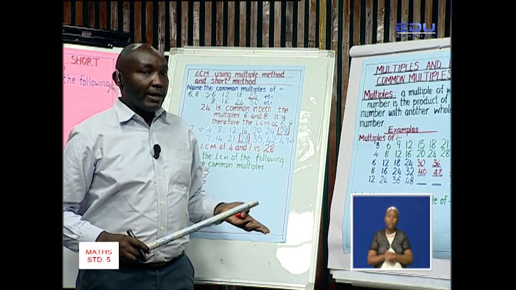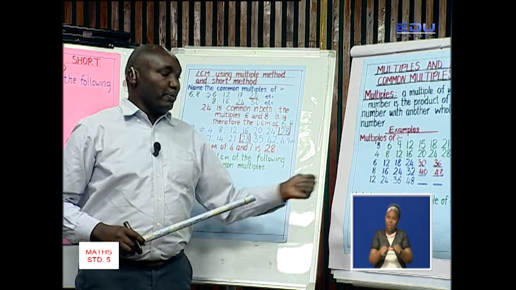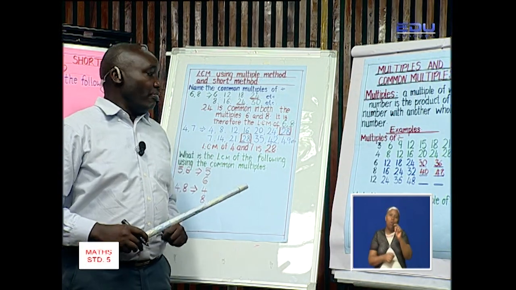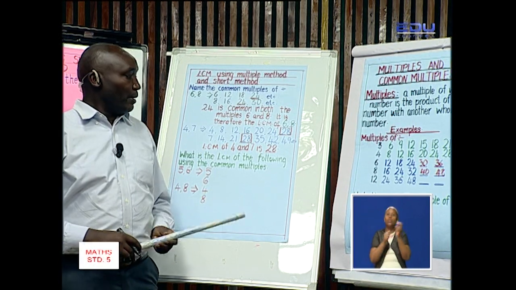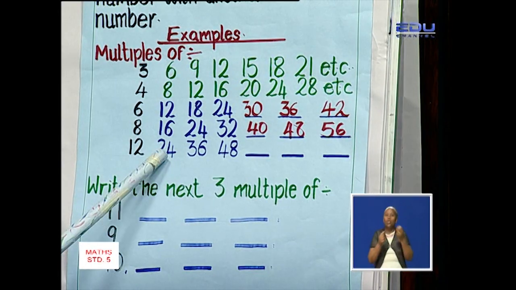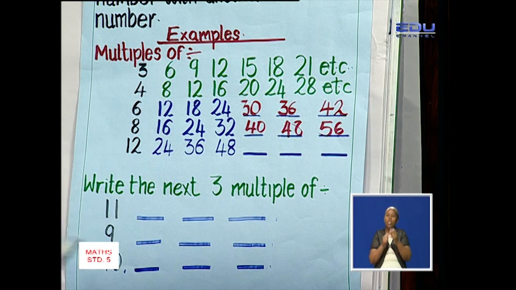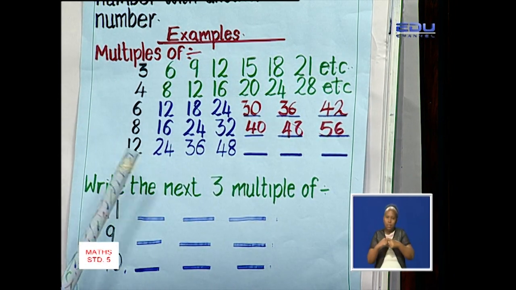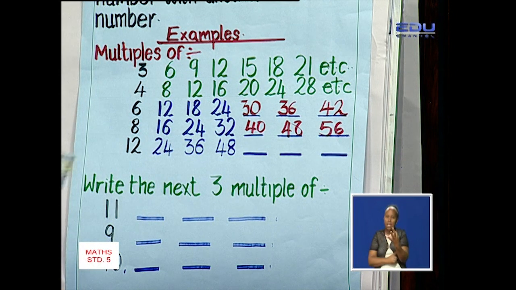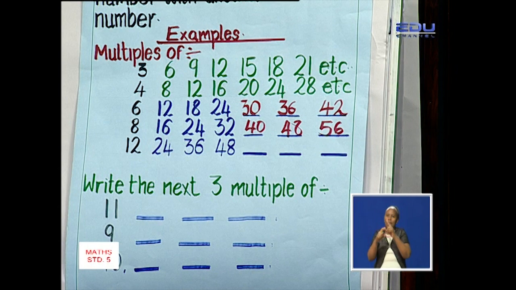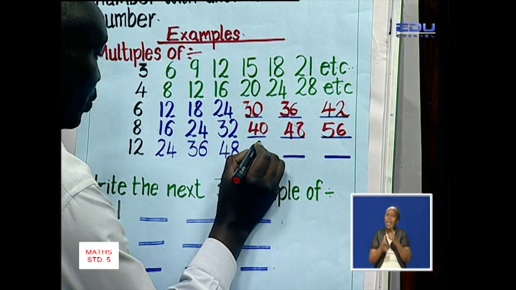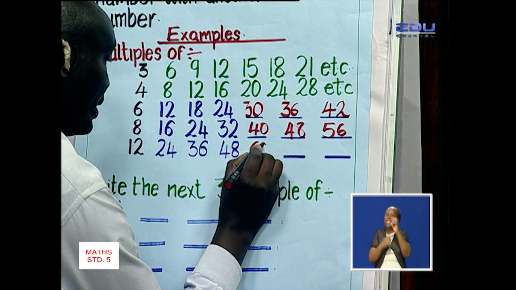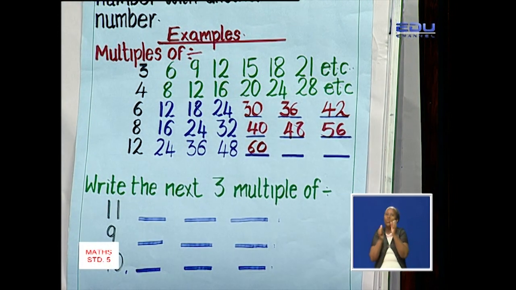Let us look further onto the multiples of 12. The multiples of 12 include 24, which is 12 times 2, 36, which is 12 times 3, 48, which we get from 12 times 4, then we go to 60, which is 12 times 5.